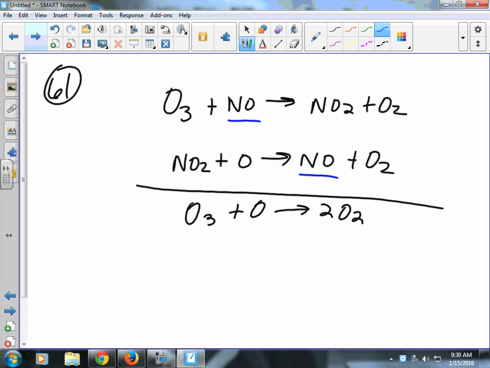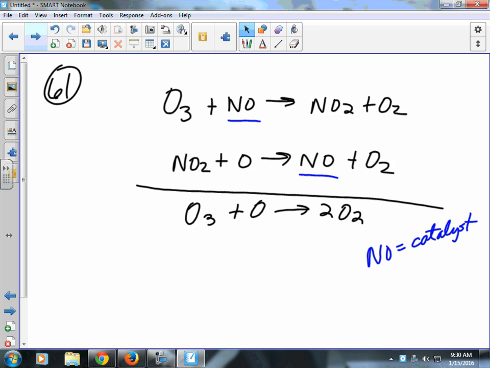Hooray. Okay? So if it starts in the reactants and ends in the products, it's a catalyst. If it starts in the products and ends in the reactants, it's an intermediate. Bingo. NO2 is produced here. Very good, Sadie. NO2 is produced here, and then in another step it's reacted, it's consumed. So NO2 is the intermediate.